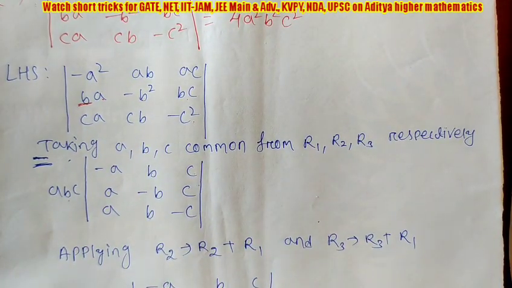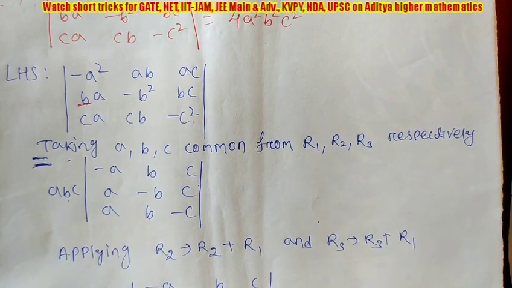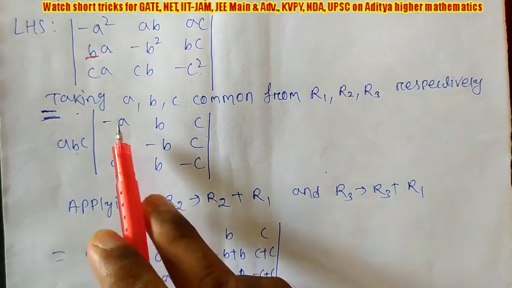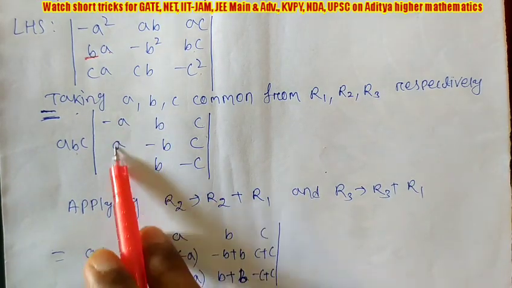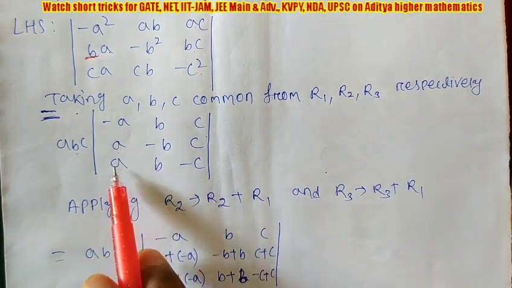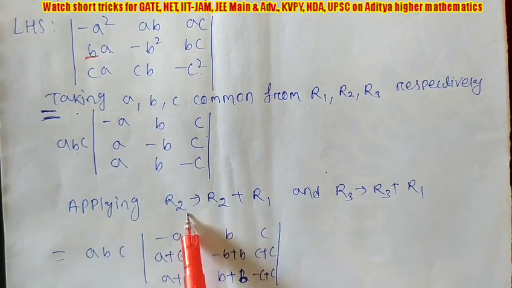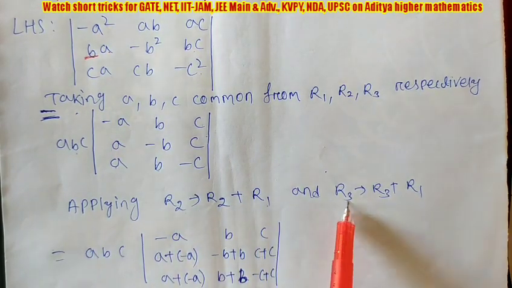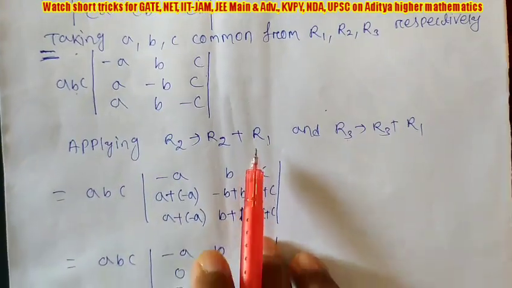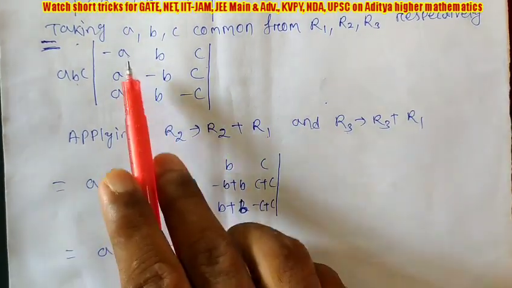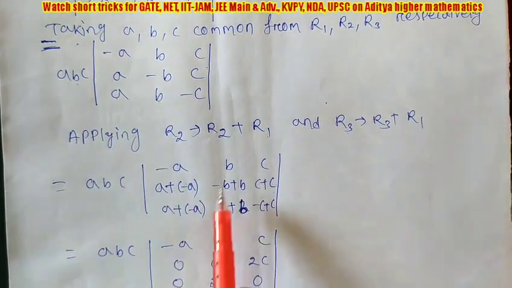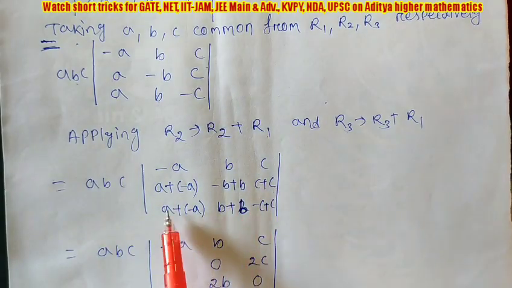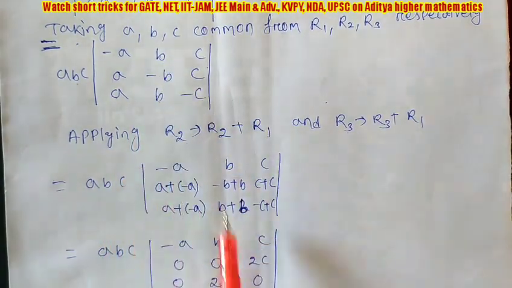Now similarly you can make 2 zeros in a row or column and after that you can expand. It is a simple question. Since R1 is minus A, you can apply R2 plus R1 to make 0, because minus A plus A is 0. Similarly, R3 plus R1. So we are just changing R2 to R2 plus R1 and R3 to R3 plus R1. But we are not changing R1, so we will keep R1 same, minus A, B, C. Now change R2 and R3: A plus minus A, minus B plus B, and C plus C. Similarly, A plus minus A in R3, B plus B, minus C plus C.